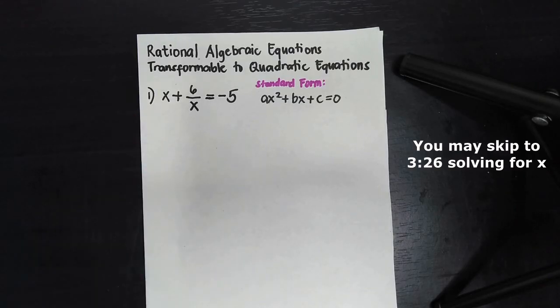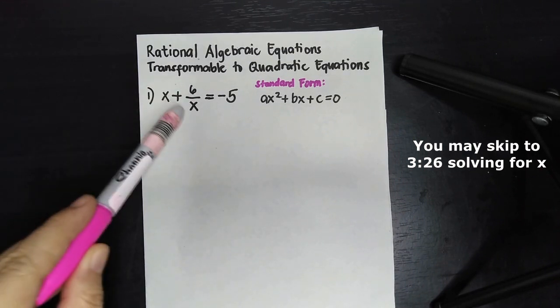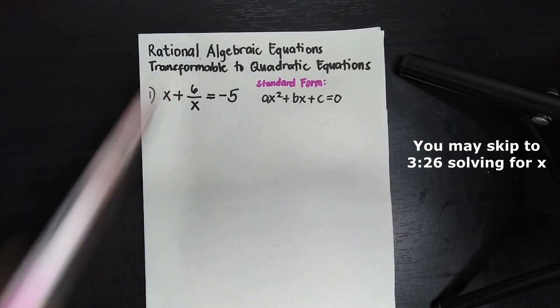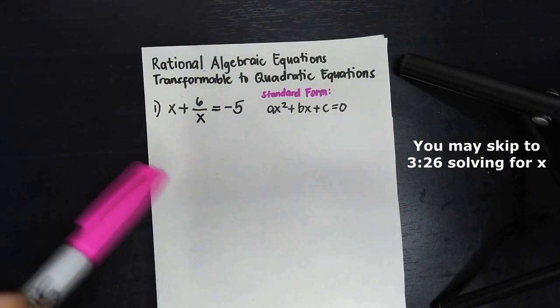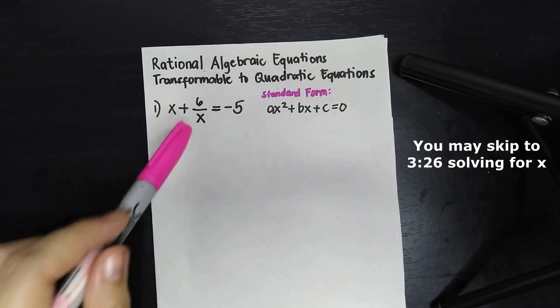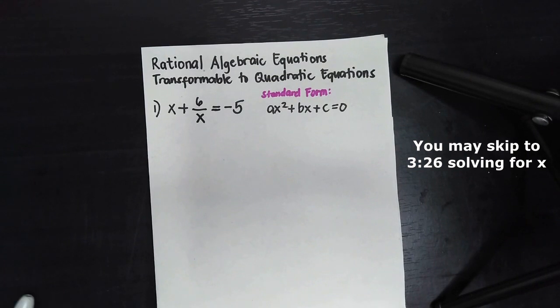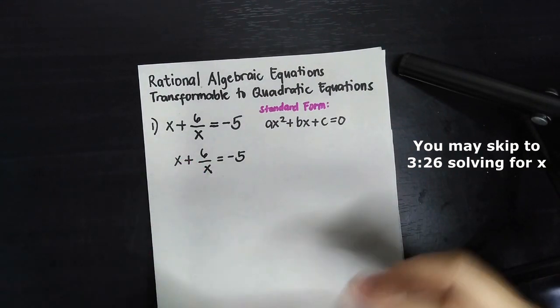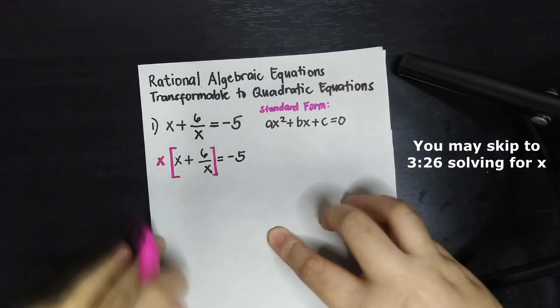Number 1 is an example of a rational algebraic equation which is transformable to quadratic equation. So pag sinabing rational, ibig sabihin nun in fraction form. So in number 1, we can see one term which is in fraction form, ang 6 over x. So yung goal natin dito is we need to eliminate the denominator x and then transform that into the standard form of quadratic equation. So to eliminate the denominator x, we need to multiply this side with also x.